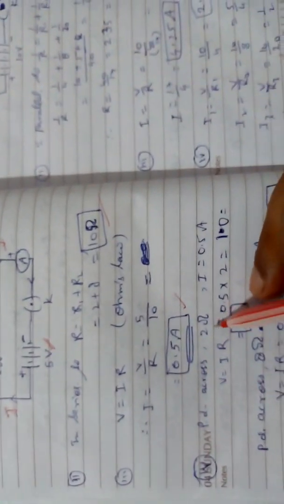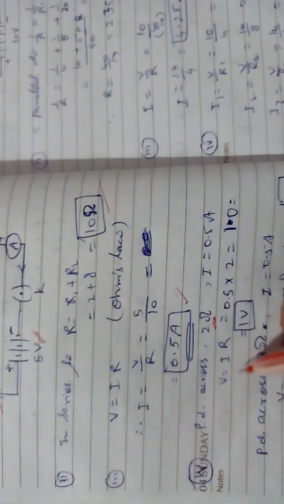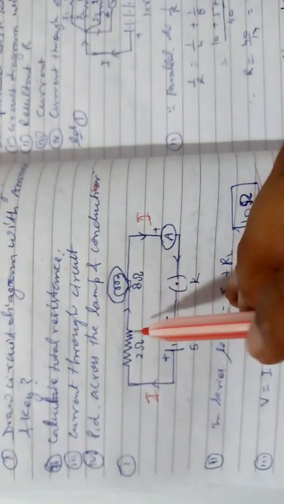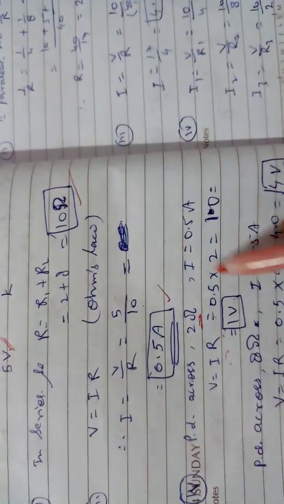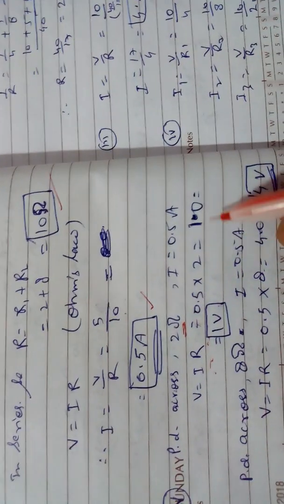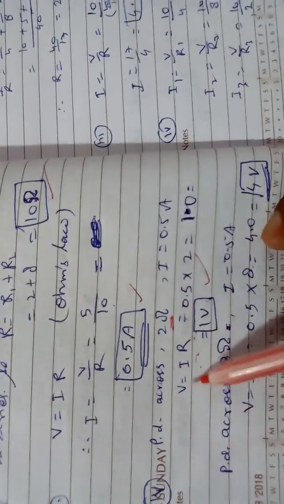Potential difference across the lamp of 8 ohm, and the potential difference across the 2 ohm resistance, you again apply Ohm's law. I and R are given, current will be the same in both. We know in a series combination current is the same in both the resistances, potential difference is different. So V is equal to IR, I is the same, and the resistance is 2, so 0.5 into 2, 1 volt is the potential difference across 2 ohm.